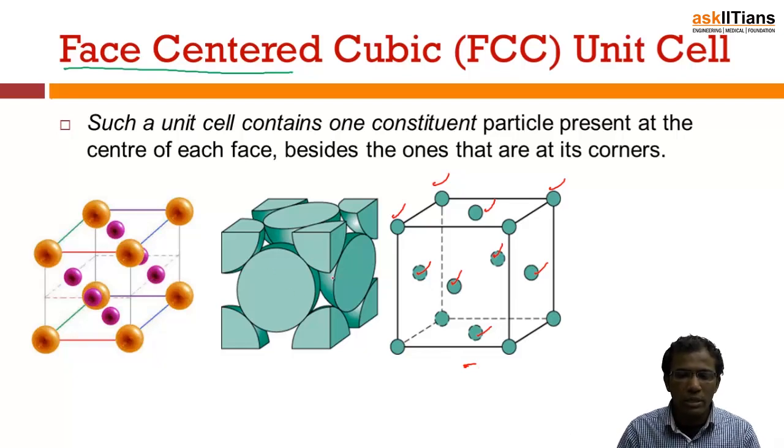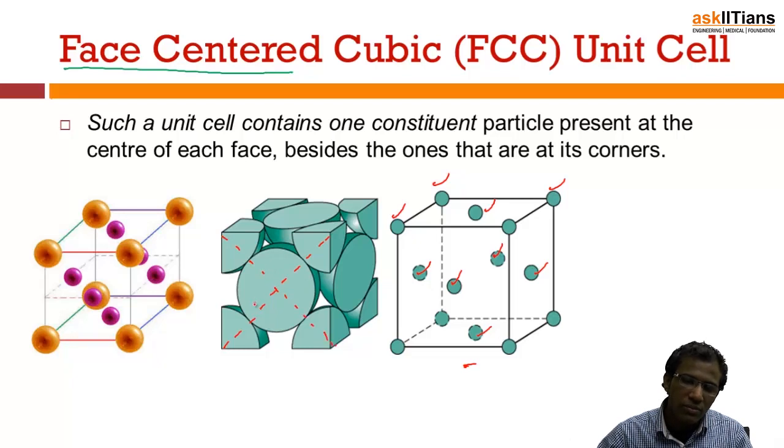This is the FCC unit cell, and this you can see is the space filling model, the actual arrangement of the particles, and here the particles are touching each other along the face diagonal, that is this one. So this is how the particles are touching. The corner particles are not touching each other, but the particle which is present at each face is touching the corners at opposite ends.